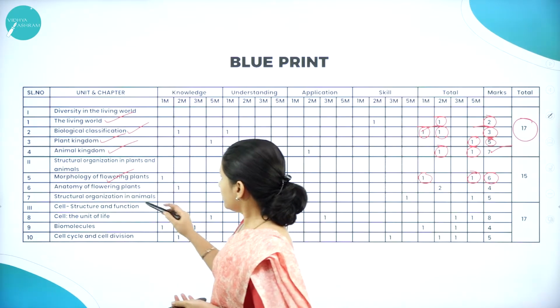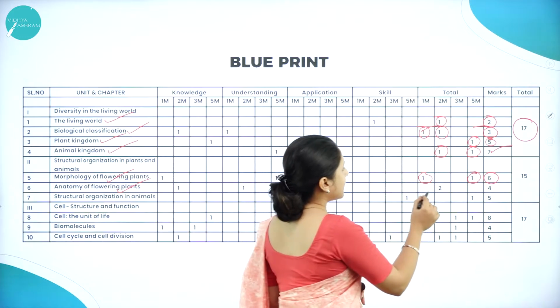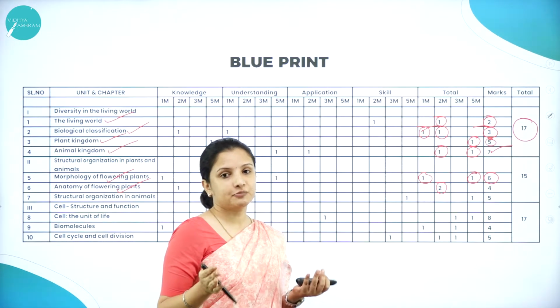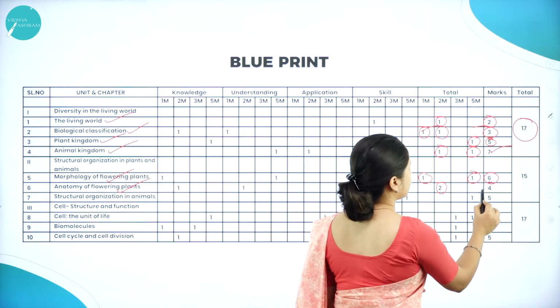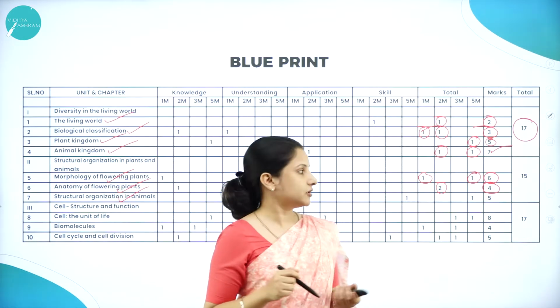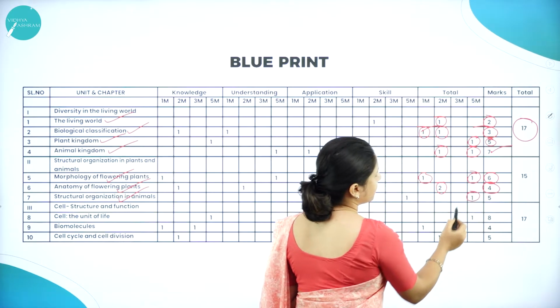Next, looking into Anatomy of Flowering Plants. They'll ask 2 questions which are for 2 marks each. Again here they may split it as 1 mark and 1 mark, can't say. So 2 questions for 2 marks, therefore 4 marks. And next, Structural Organisation in Animals. They will ask 1 question for 5 marks.